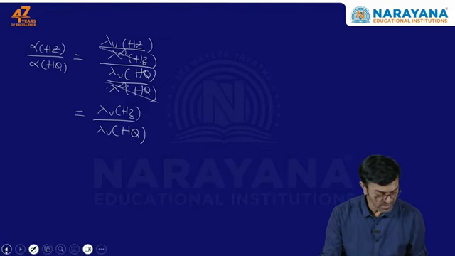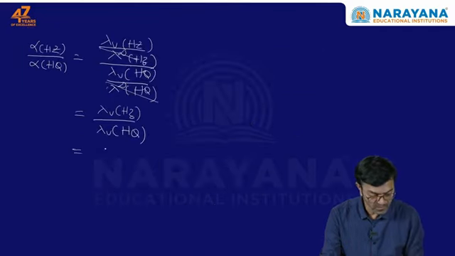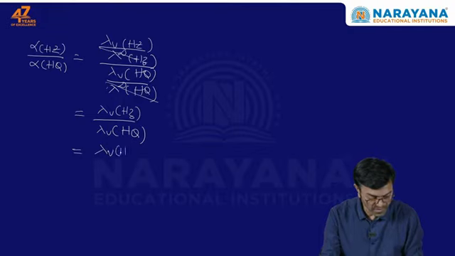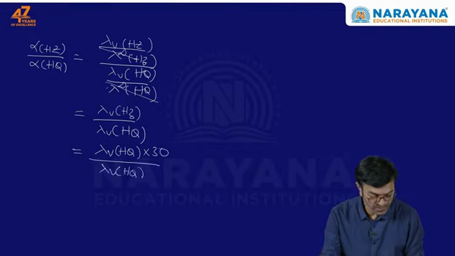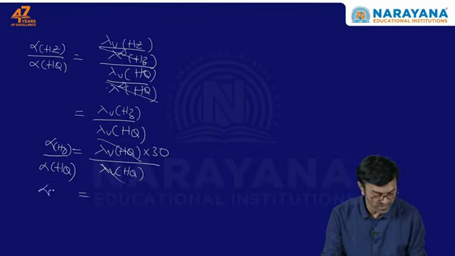So lambda of HQ is 1 by 30 times, so HZ is 30 times of HQ. That means it is 30 times lambda M of HQ by lambda M of HQ. So this is alpha HZ by alpha HQ. So alpha 2 by alpha 1 we got, because these two get cancelled, that is 30. So 30 square we need.